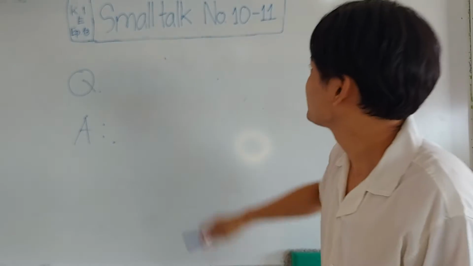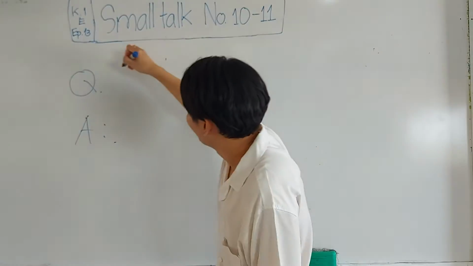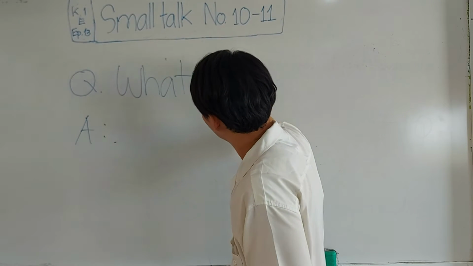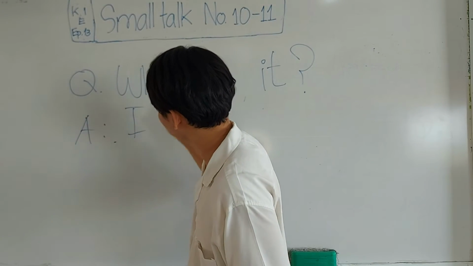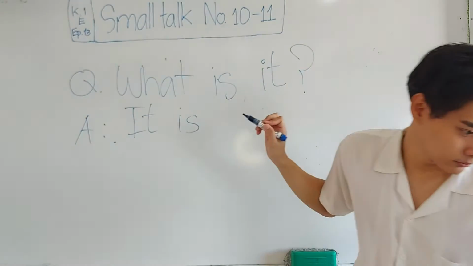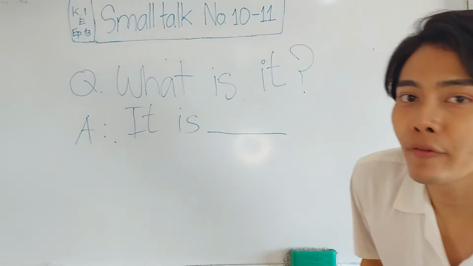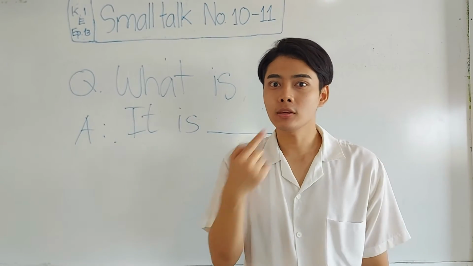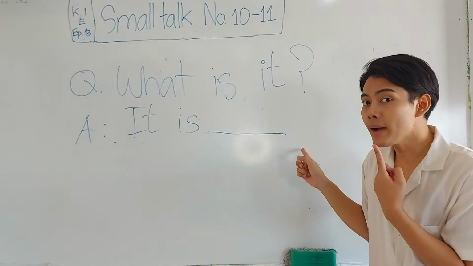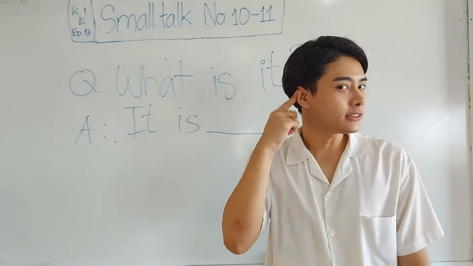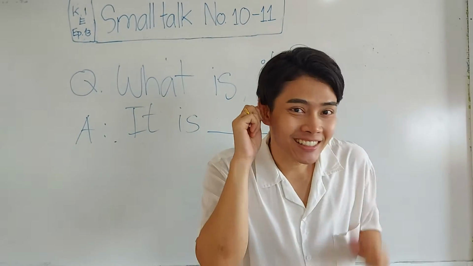Next one. Small talk number 11. What is it? I will ask you. What is it? Your answer is: it is a mouse. Very good. What is it? It is an ear. Okay.